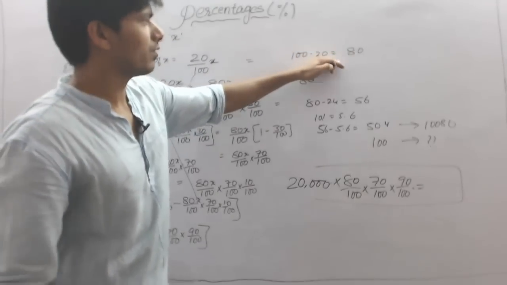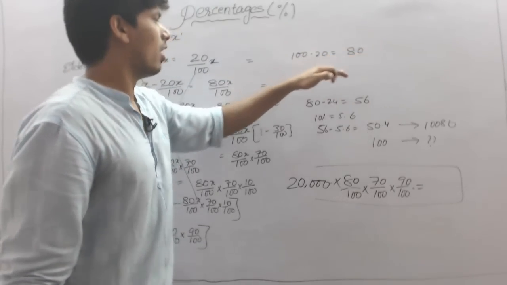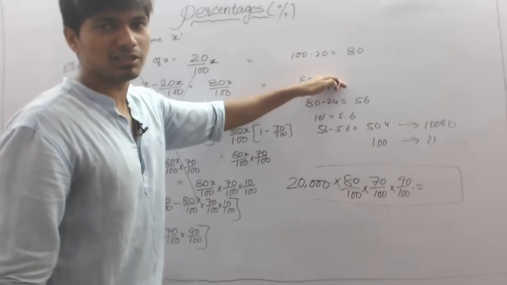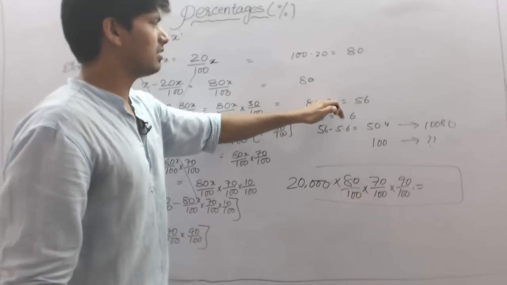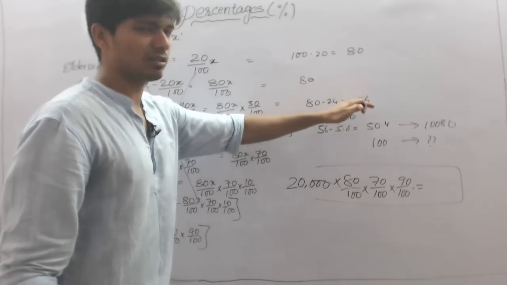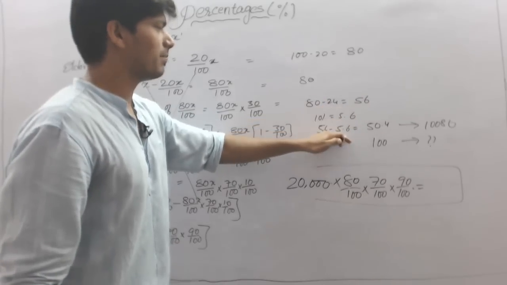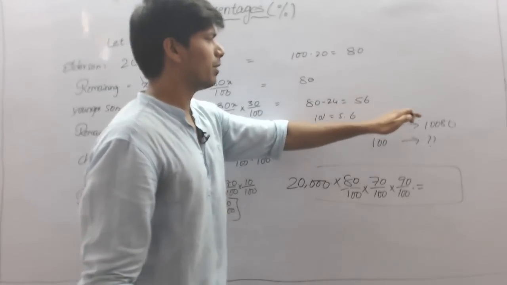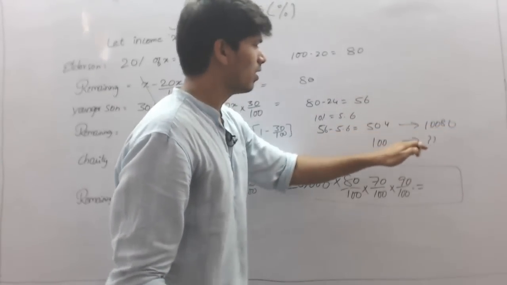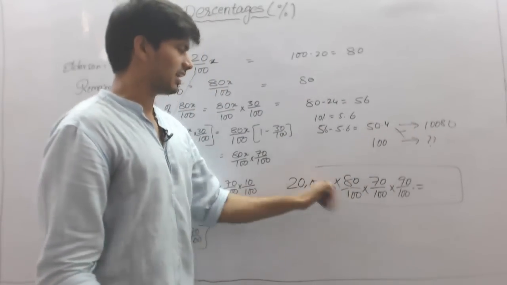Out of 100, 20 he gave to the elder son. Now he is remained with 80. Out of 80, he has given 30% to the younger son. That is 24. Now he is remained with 56. Out of this, 10% is given to charity. Out of 56, 10% is 5.6. Now he is remained with 50.4. That 50.4 is equal to 10080. Now what is 100%? You get the same answer again.